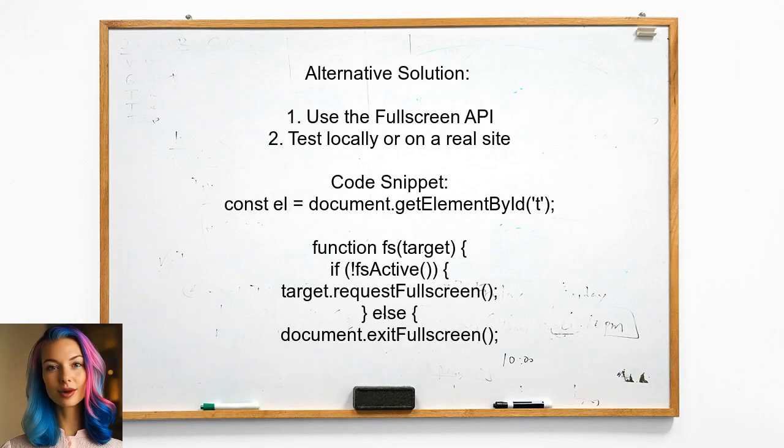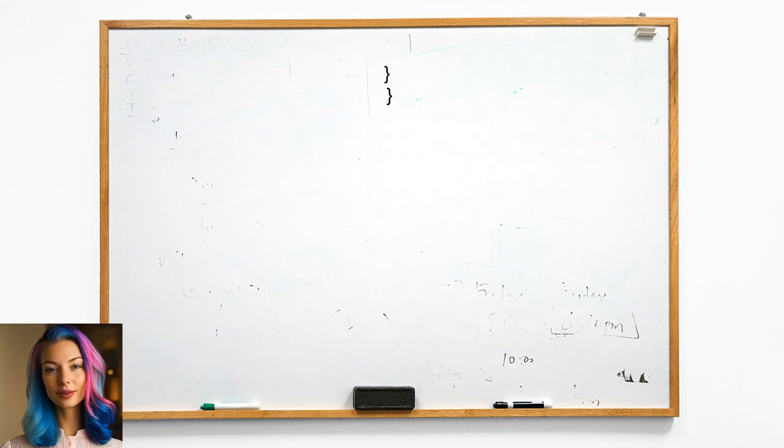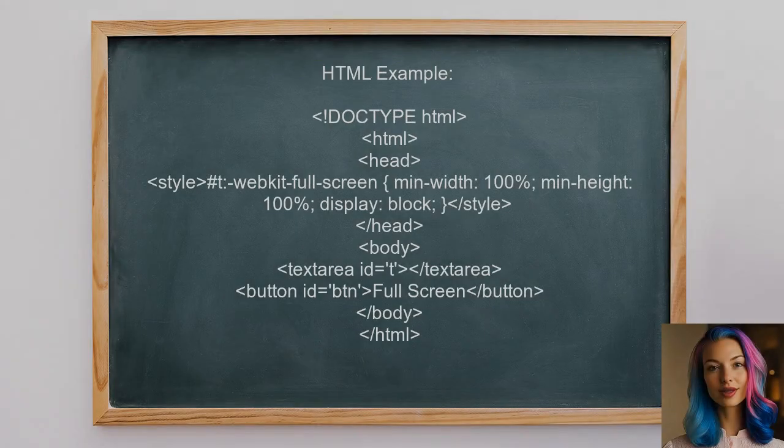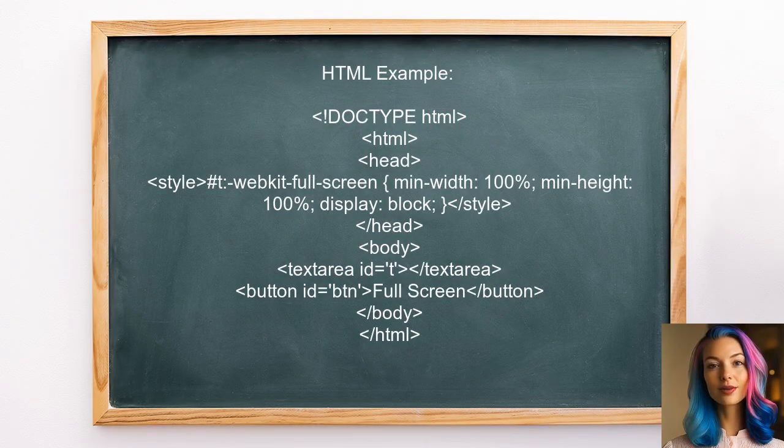This user suggests using the Fullscreen API to create a full screen text area without jQuery. They note that the demo won't work in online IDEs due to security restrictions, so it's best to test it on a real site or locally. The user provides a complete HTML example, including a text area and a button to toggle full screen. They also include styles to ensure the text area fills the screen when activated.